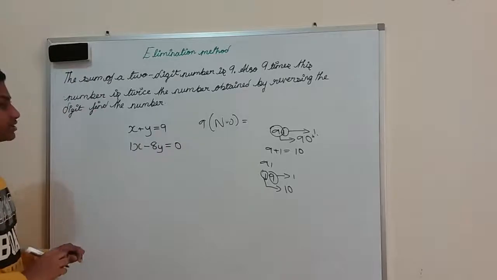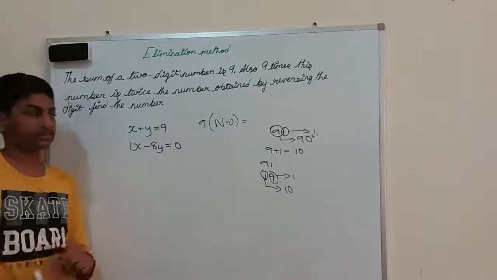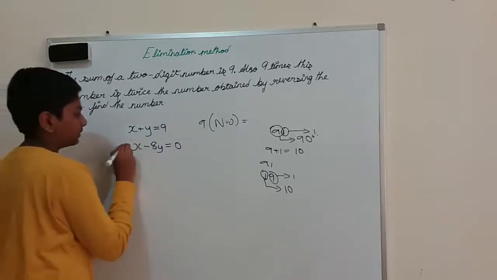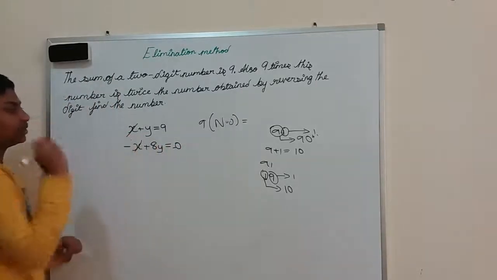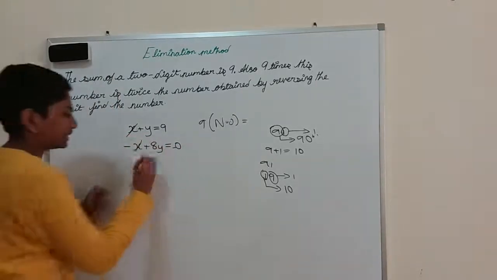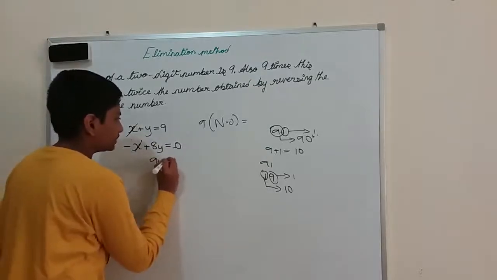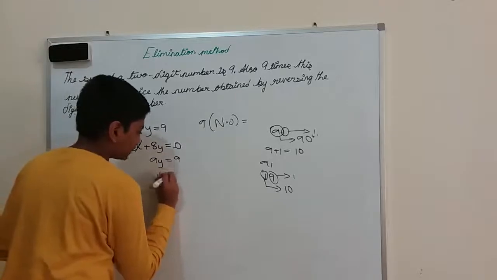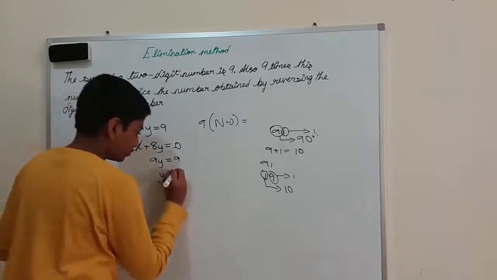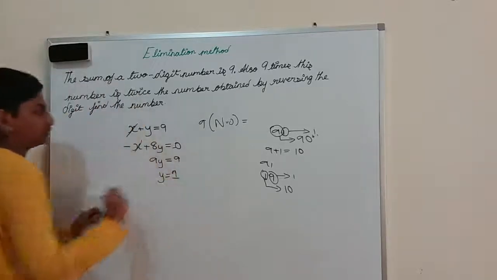Now what should I do? I should change their symbols, plus here and minus over there, so I can cancel these both. Now they both are in plus, so I'll get 9y is equal to 9, and y is equal to 9 by 9, which is 1.